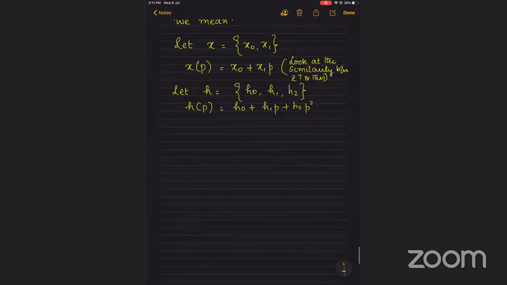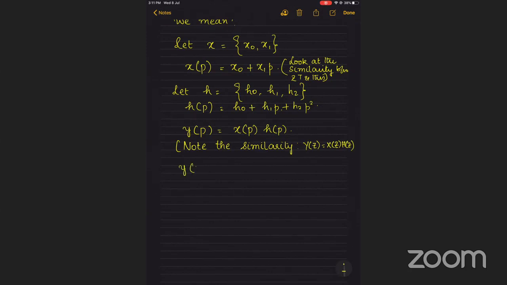So now what is y of p? Let me define y of p to be equal to x of p into h of p. Again, note the similarity. What is the similarity? Y of z is equal to x of z into h of z. That's exactly what we have here. So what is y of p from here?